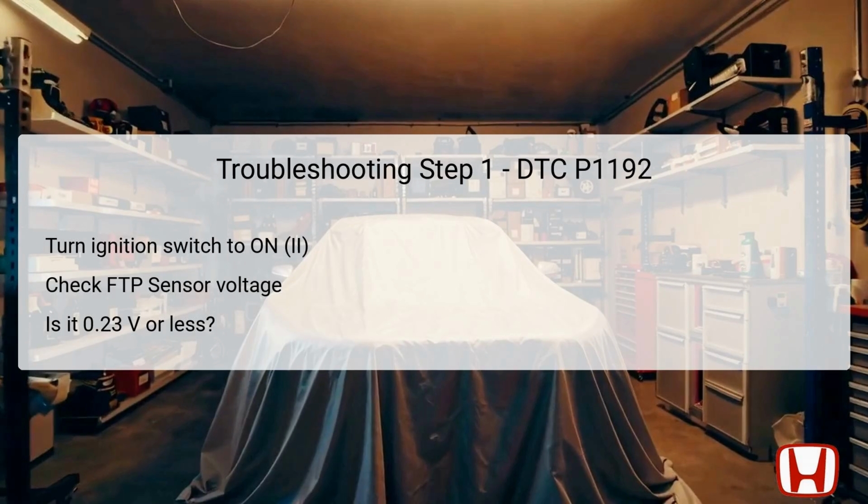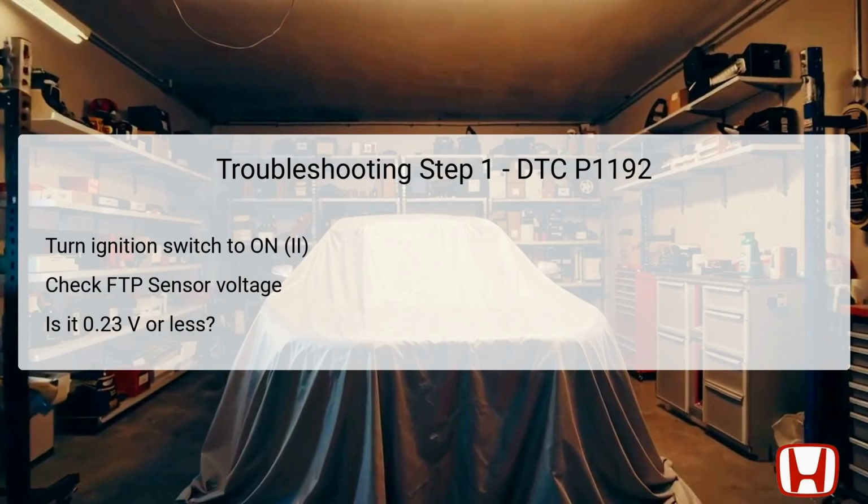To begin the troubleshooting process for DTC P1192, the first step involves turning the ignition switch to the on position, known as Ignition 2. Once the ignition is activated, utilize the Honda Diagnostic System, HDS, to check the voltage readings of the FTP sensor in the data list. This step is crucial as it provides immediate insight into whether the sensor function aligns with expected benchmarks.